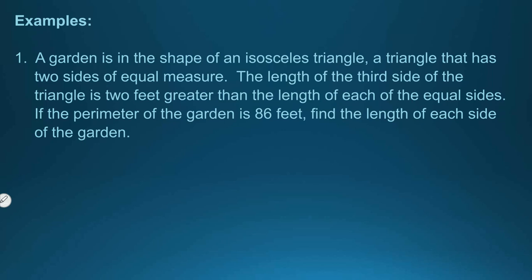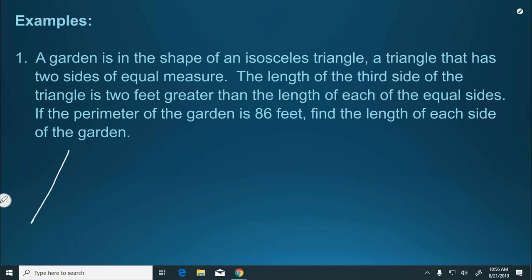An equilateral triangle is when all sides are equal. An isosceles triangle, again, think I's for isosceles, is when these two sides are equal. So there's my isosceles triangle. It says, again, the length of the third side of the triangle is 2 feet greater than the length of each of the equal sides. So the third side is being compared to the equal sides. So the equal sides are x, and the third side is 2 feet greater than those two sides. So just x plus 2.